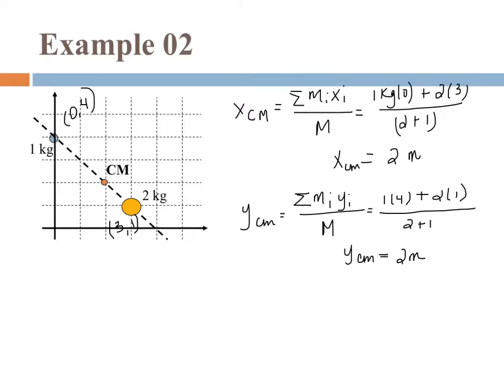Now, you can write your vector sum in unit vector notation. Or you can write your answer as a coordinate. So again, my center of mass is going to be located here at position 2, 2.